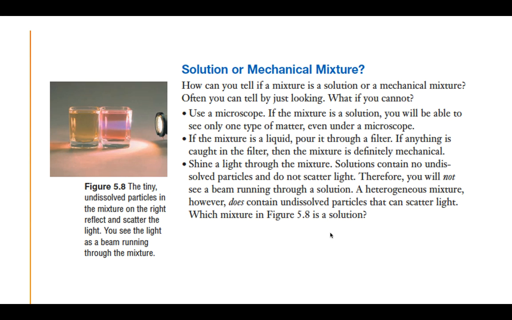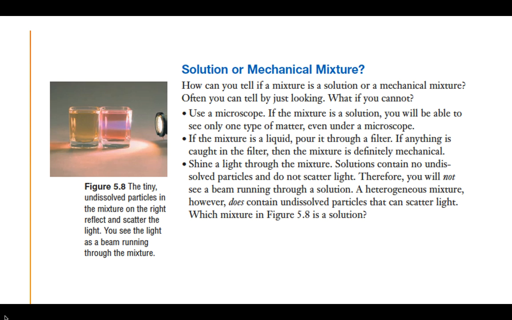Next, if the mixture is a liquid, you could pour it through a filter. If anything is caught in the filter, then the mixture is definitely mechanical. And then we have shining a light through the mixture, such as in this photo. You will not see a beam running through a solution. A heterogeneous mixture, however, does contain undissolved particles that can scatter light.